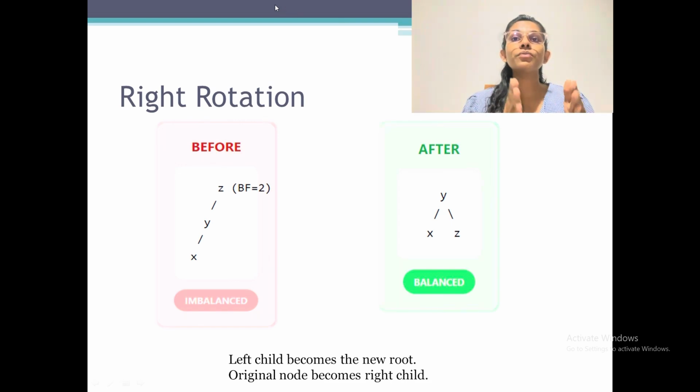Now we come to the most important part, the rotations themselves. Rotations are structural modifications that reorganize nodes while preserving the binary search tree property. Let me explain each type.